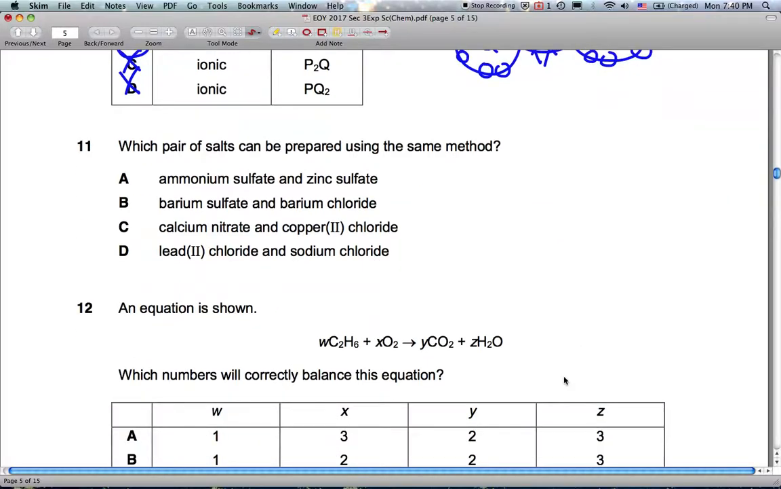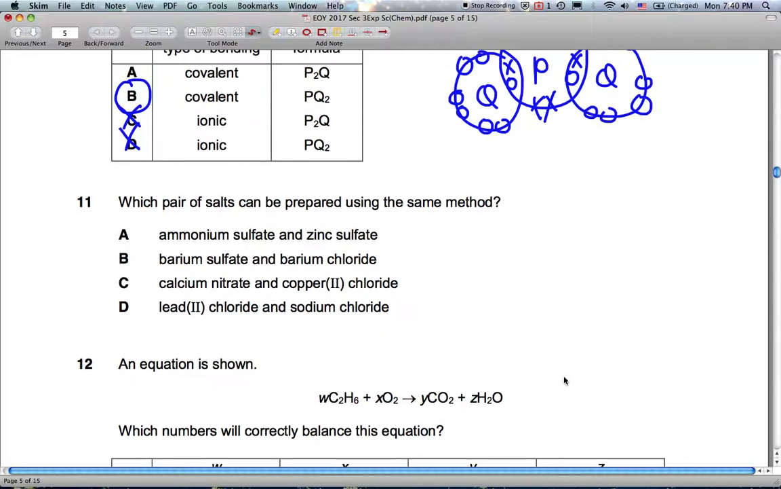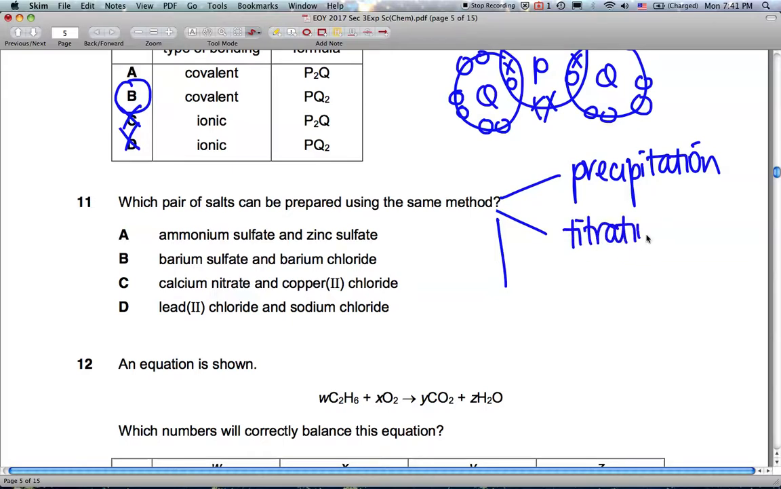Okay, question number 11. Which pair of salts can be prepared using the same method? So let's recap. There are 3 methods to prepare salts. Which are the 3? The first one is precipitation. The second one is titration for spar salts. And then the third one will be reactions of acids. Okay, so let's take a look.